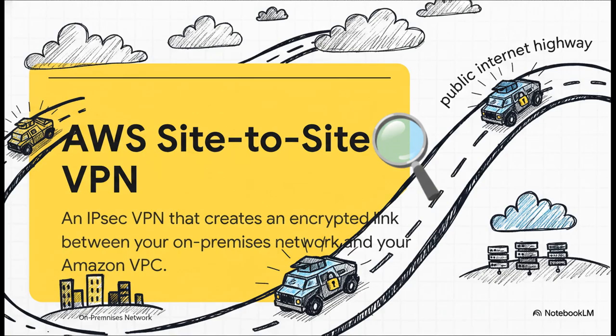The best way to think about this is like a secure, armored car that drives your data over the public internet highway. It's pretty quick to get going, and it uses really strong encryption. But because it's traveling on a public road, the traffic and travel time can be a little unpredictable.